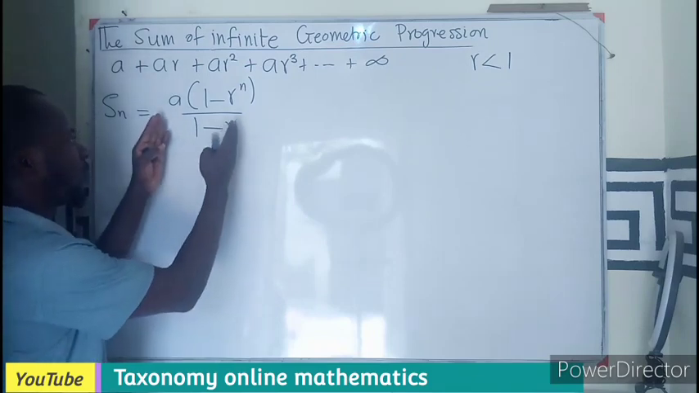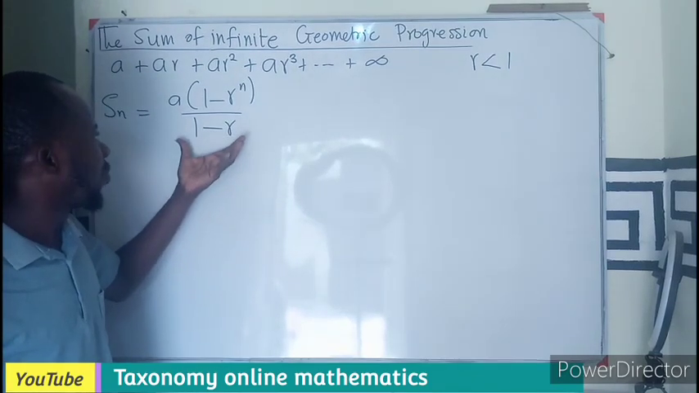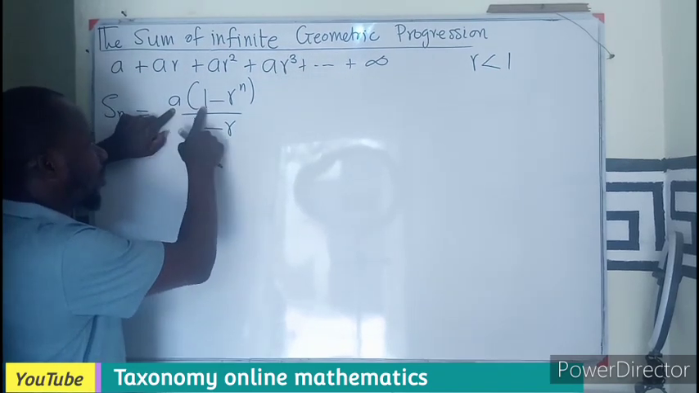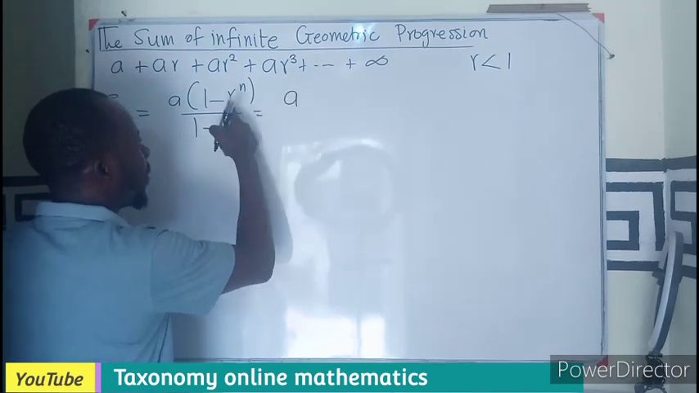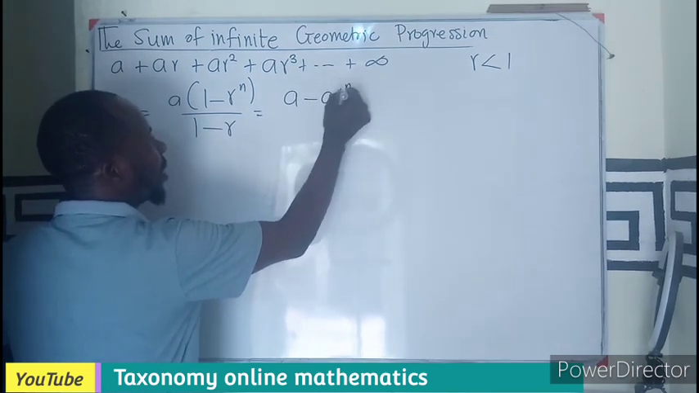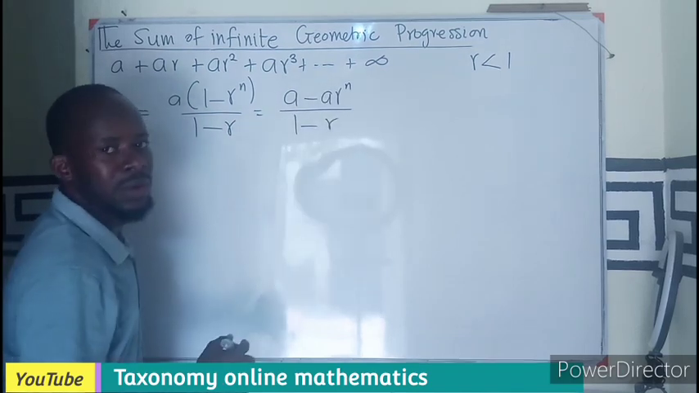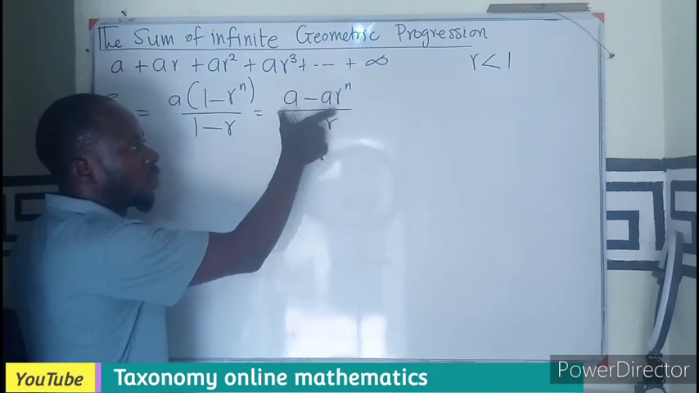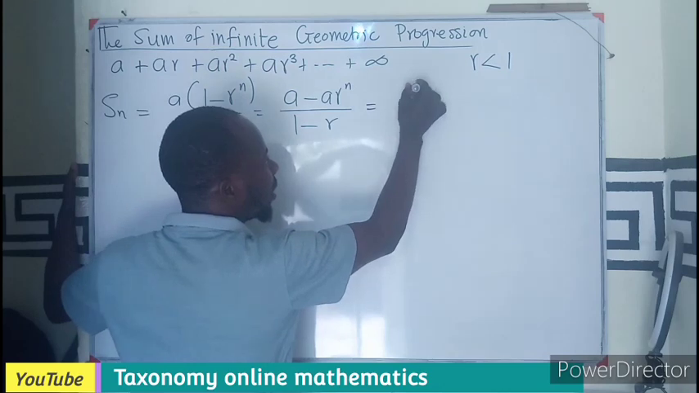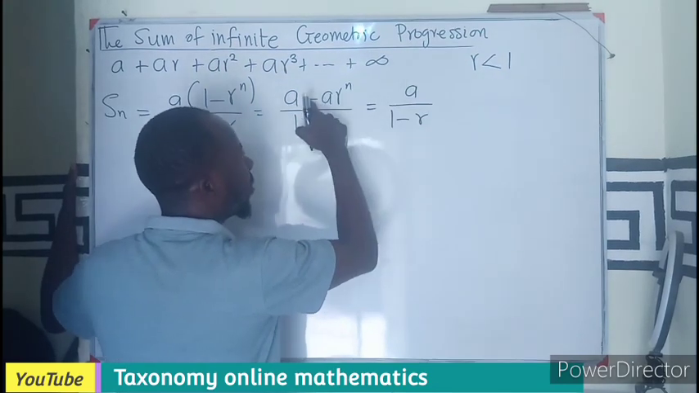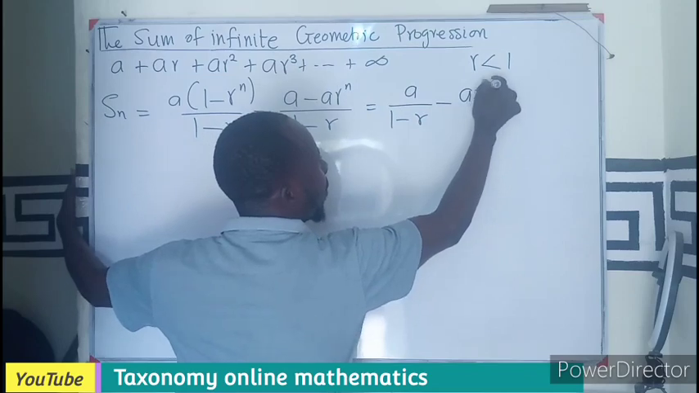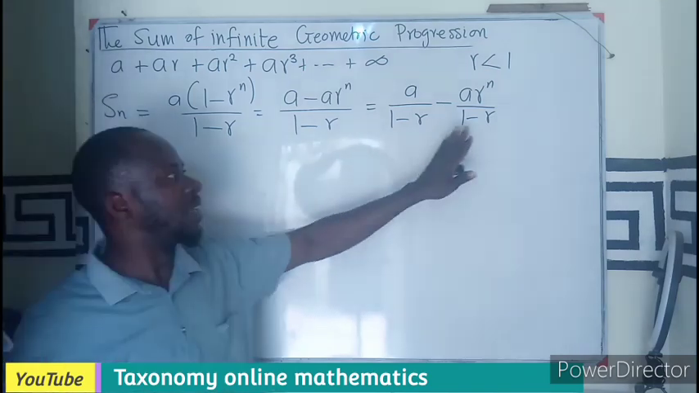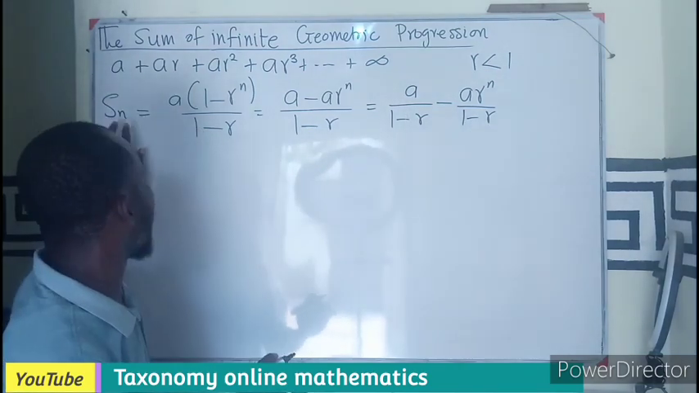Now, if you want to do this, we can do it in two ways. In order to manipulate this formula to suit what we are looking for, we can multiply to give us a minus ar exponent n, all over 1 minus r. Under fractions, when the numerator has two terms, we can divide each term by the denominator. So this can also be a over 1 minus r, then minus ar exponent n over 1 minus r. We can say this is the same as this.